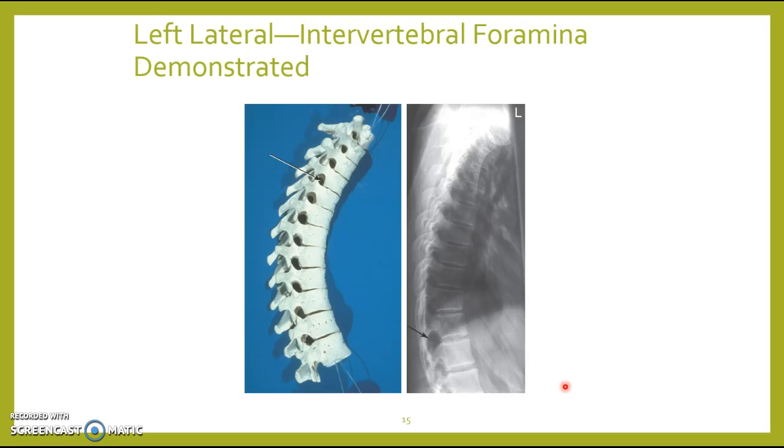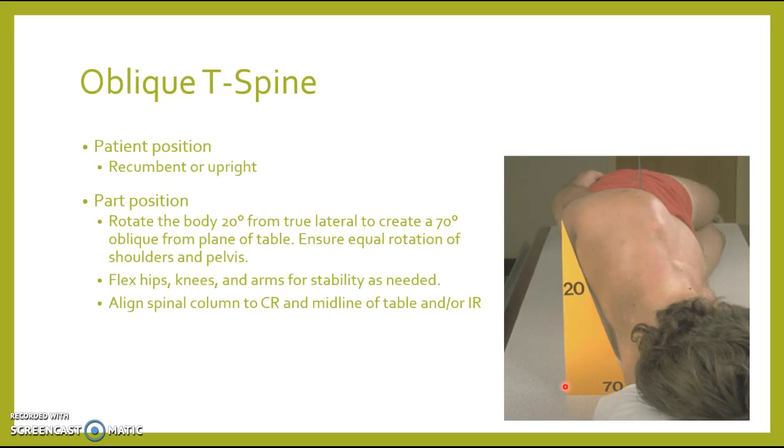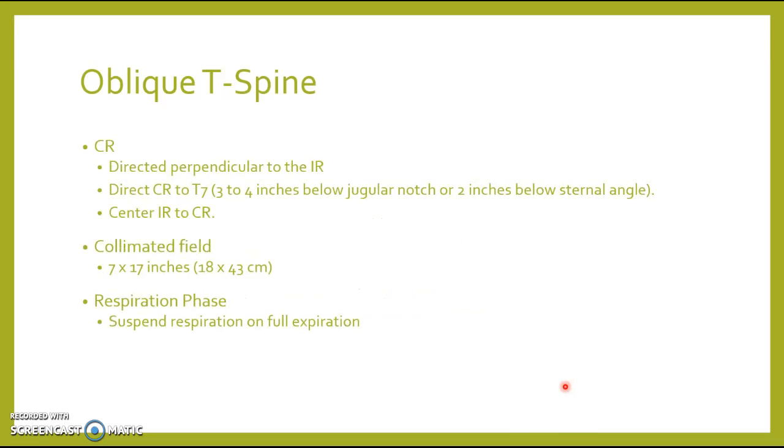For the oblique spine, the patient can be recumbent or upright. Rotate the body about 20 to 30 degrees from a true lateral to create a 70-degree obliquity to the image receptor or table. Ensure that there is equal rotation of the shoulders and pelvis. Flex the hips, knees, and arms for stability. Align the spinal column to your central ray and to your image receptor or table.